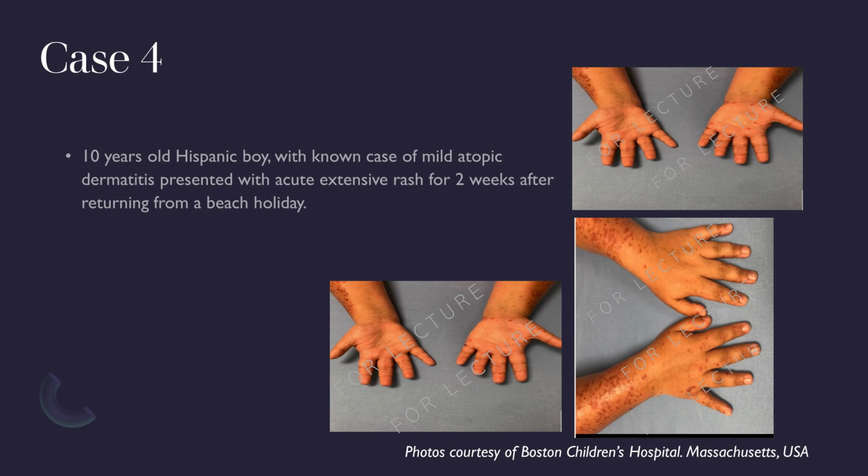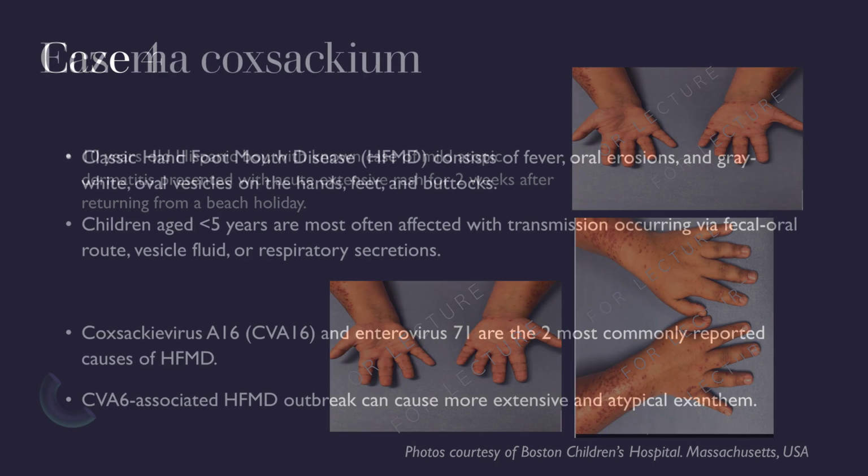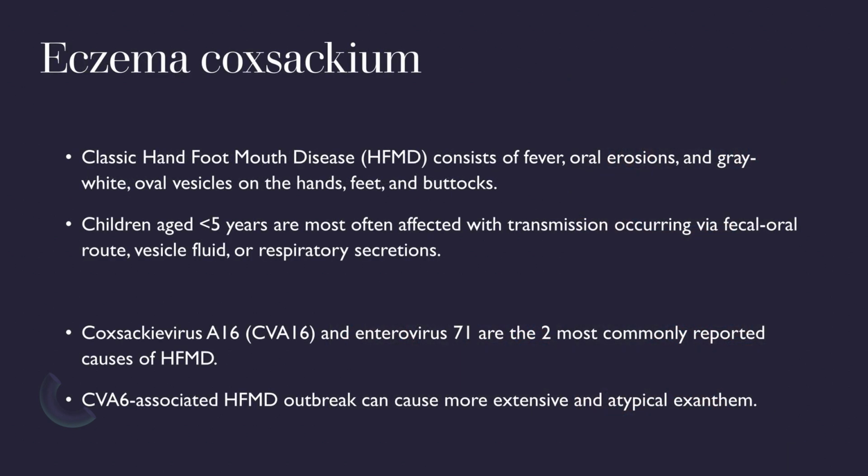If I were to just describe the rash to you, I'll probably call it multiple scattered, some confluent, purpuric papules over the dorsum of the hands, at least in these pictures. He also had it over his feet as well as the buttocks. Any ideas? Yeah, so this was eczema coxsackium, hand, foot, mouth disease.